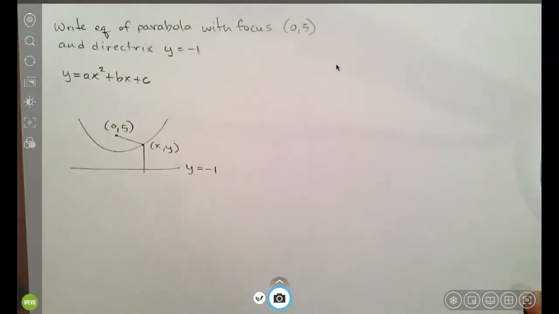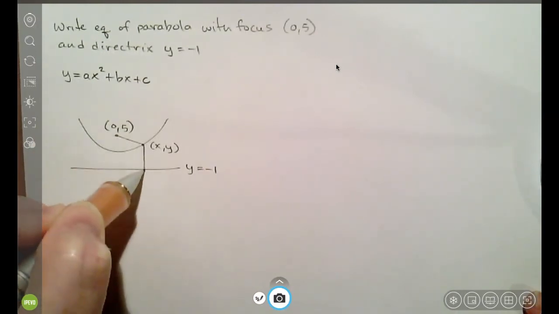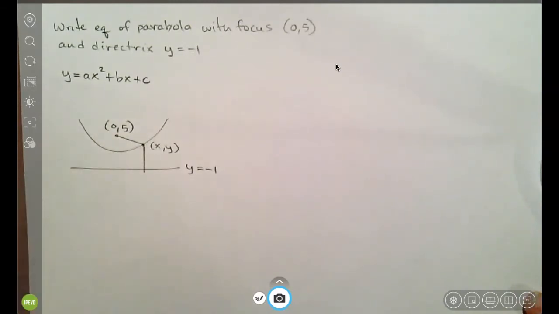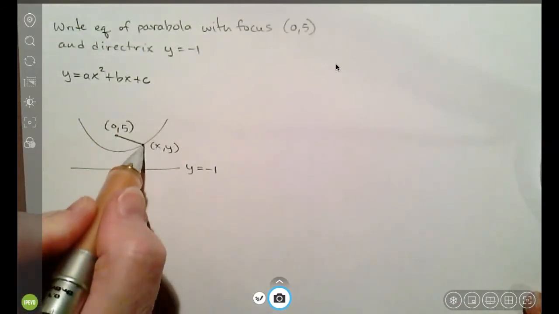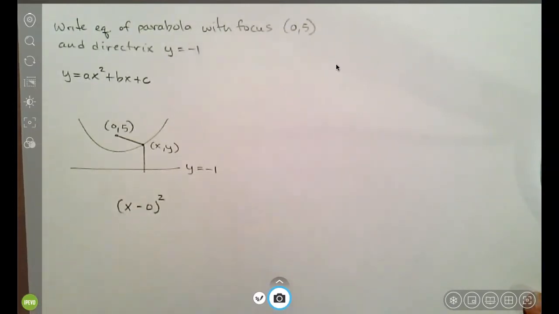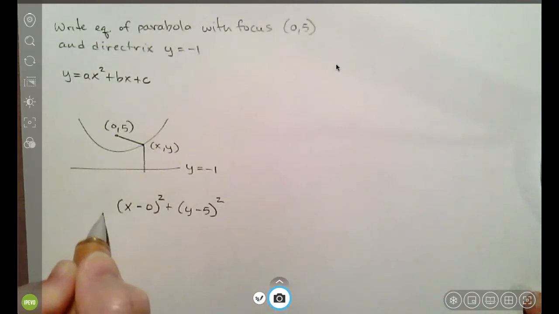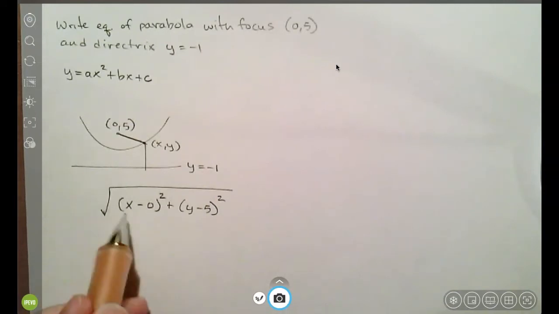The definition of our parabola is the set of all points that are the same distance from the focus as they are from the directrix. So that means that this distance right here and this distance right here are the same. We're going to write the formula for this distance, which is going to be x minus 0 squared. Obviously you can just write that as x squared if you want. And then plus y minus 5 squared. And then really it's the square root of that. Applying the Pythagorean theorem, this is really the distance squared, so we're going to take the square root.